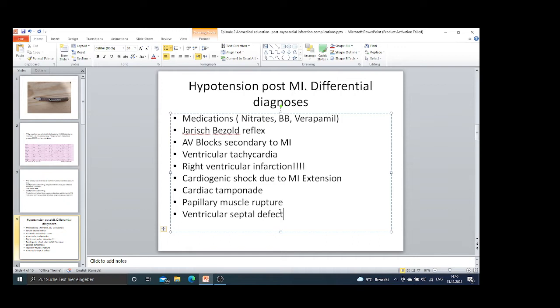Now in our case, the patient has bradycardia, and these cases are usually accompanied by tachycardia, so it's unlikely that our patient is having one of these because he's not tachycardic. And the second thing, our patient has been having a myocardial infarction for a day. It takes 3 to 5 days for muscle necrosis to develop, for cardiac tamponade, papillary muscle rupture, and ventricular septal defect to develop. So this is also very important.